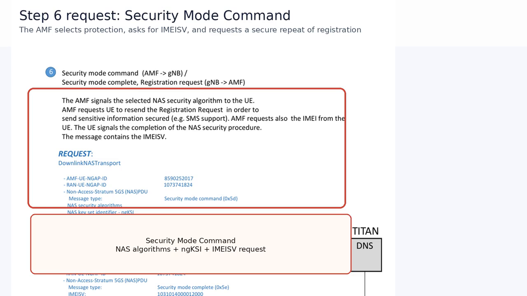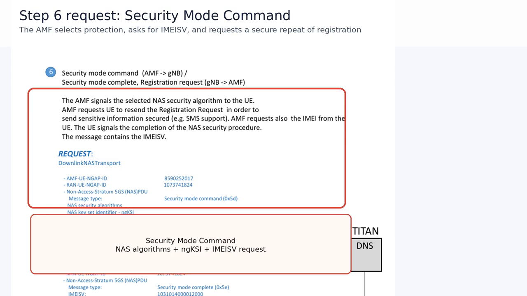The text on the page also says the AMF requests the UE to resend the registration request so sensitive information can be sent securely, for example, SMS support. That is an important design pattern in 5G.